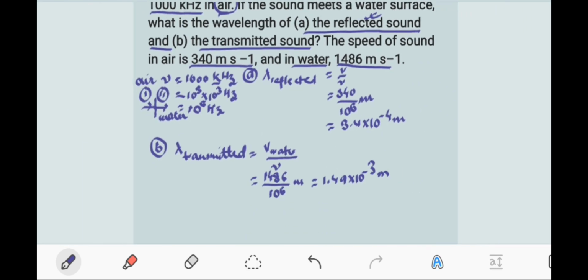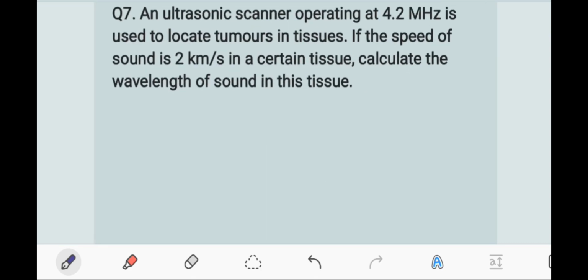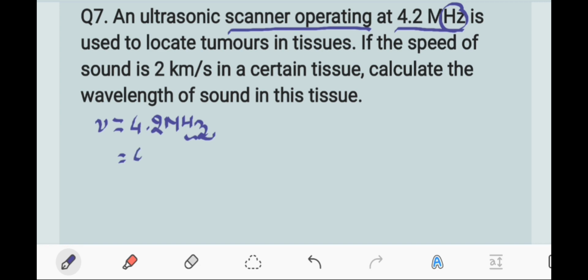Okay, now let's move to the next question. Again, students, the next question is in the screen. An ultrasonic scanner operating at 4.2 megahertz. Hertz over here means it is frequency. So this is equal to 4.2 megahertz. Now we should convert it into hertz, because the unit of frequency is hertz. So this can be written as 4.2, and mega means 10 to the power 6 hertz. So this can be written as 4.2 into 10 to the power 6 hertz.